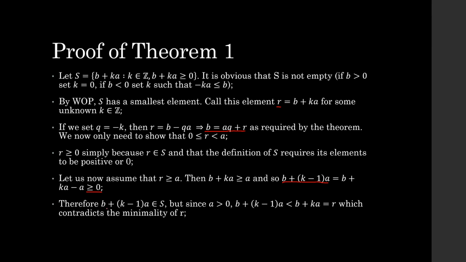So that means that b plus (k minus 1)a has to be in S, right? Because k minus 1 is just another integer, and we know this is bigger or equal to 0, so it can be in S. But since a is bigger than 0, b plus (k minus 1)a, which is once again b plus ka minus a, is going to be smaller than b plus ka, because I'm subtracting a positive value from b plus ka. And so it's smaller than r. But that means it's in S, and it's smaller than r. But r, as we said before, is the smallest element in S. So that contradicts the minimality of r. We've got a contradiction, which means that r is smaller than a, and that completes the proof.